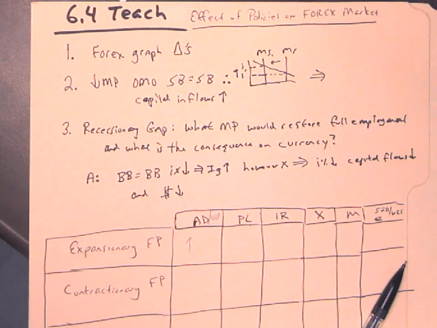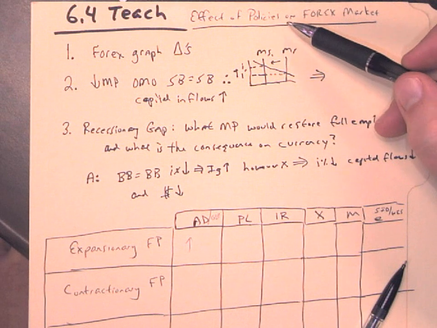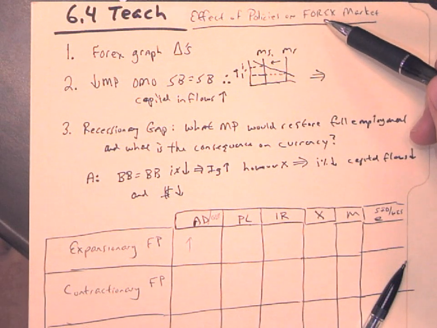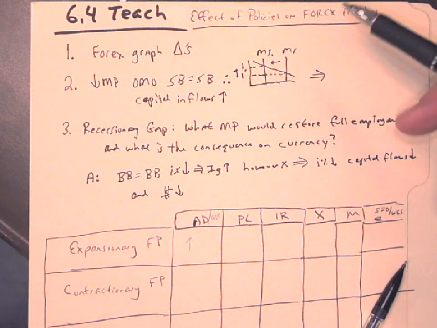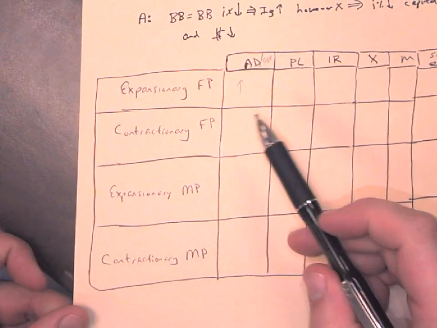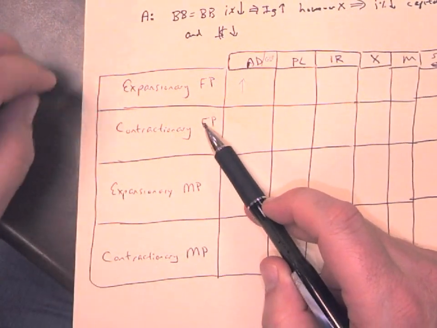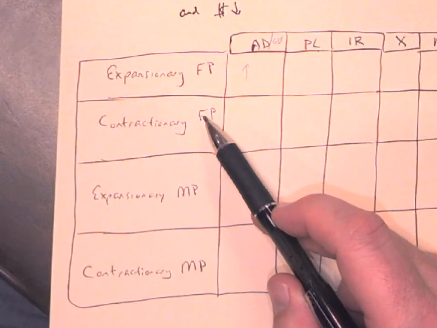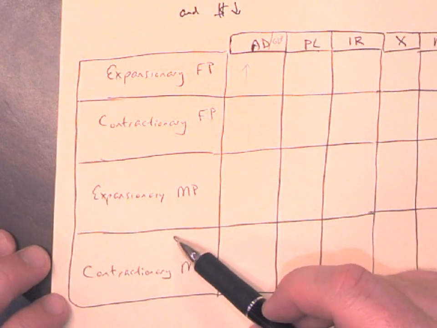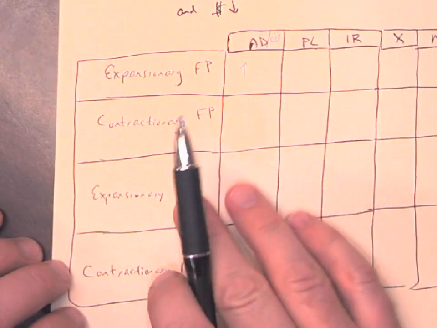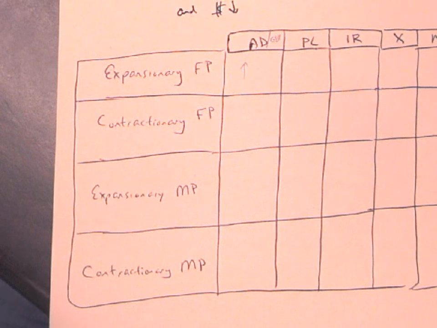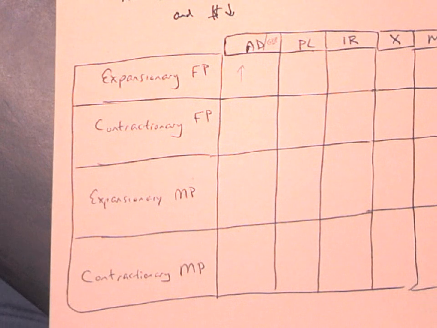Good morning. Unit 6.4 is going to be about the effect of policies on the foreign exchange market. So when we talk about policies, what I mean is expansionary and contractionary fiscal policy and expansionary and contractionary monetary policies. These policies are going to have an effect on the foreign exchange market, a trickle-down effect, basically.